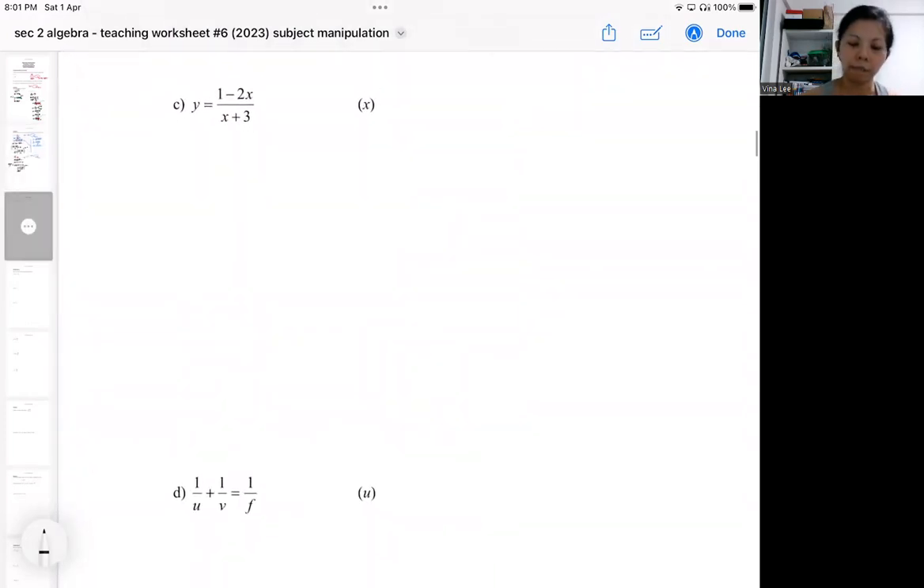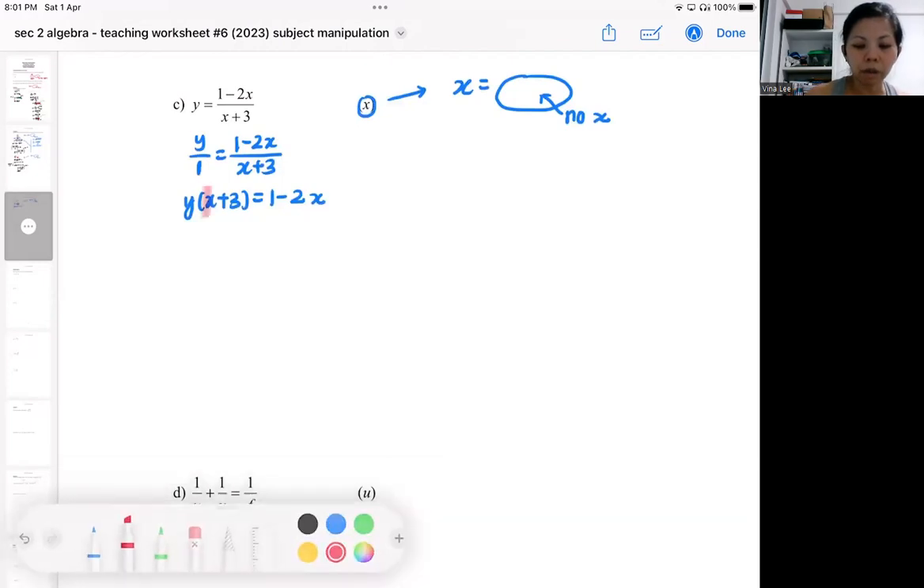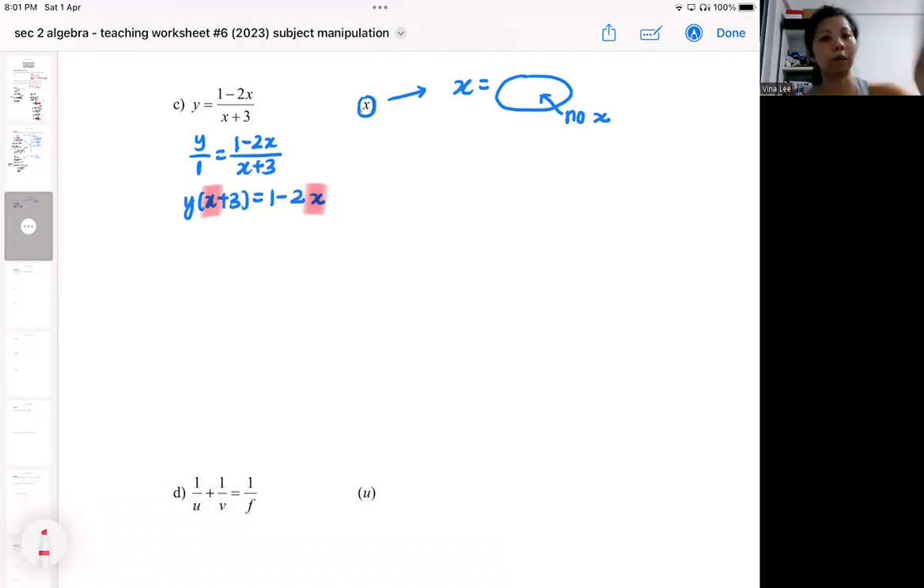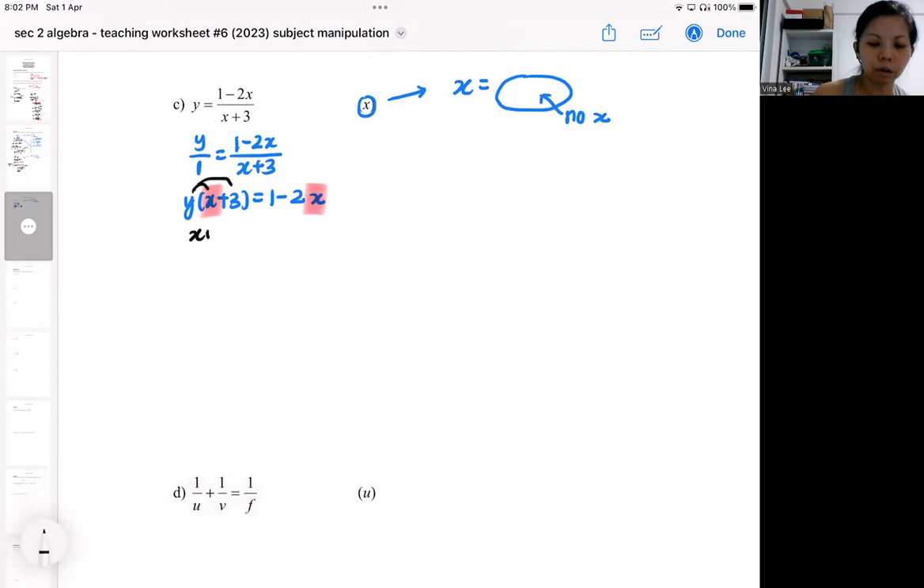So we come to part C. Part C, your job is to make X the subject. If your job is to make X the subject, your answer should look like this, and there shouldn't be any X here. Like I mentioned, cross multiply is a very common technique. So if you see a fraction like this, it should lead you to cross multiplication. And when you focus on your subject, you realize that you got X on the left, you got X on the right. So you will need to gather every one of them on one side. But one of the X is hidden in the bracket. So logically speaking, you should just expand out.